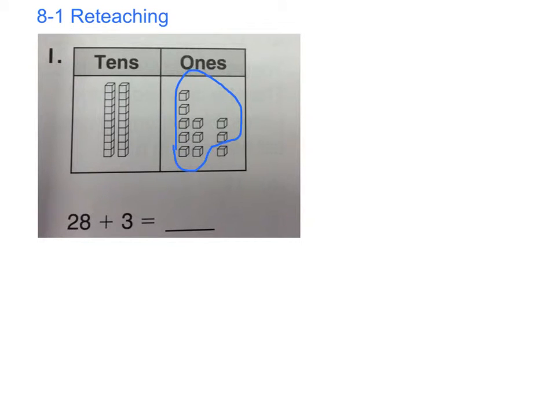Now we move that set of 10 over to the tens column. And that gives us 3 sets of 10 and 1 one, which is the number 31. 28 plus 3 equals 31.